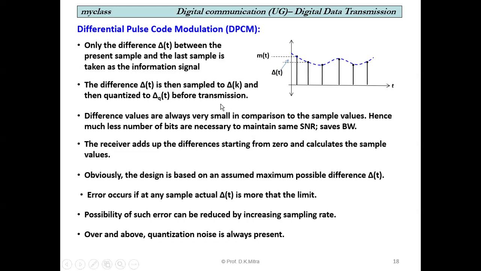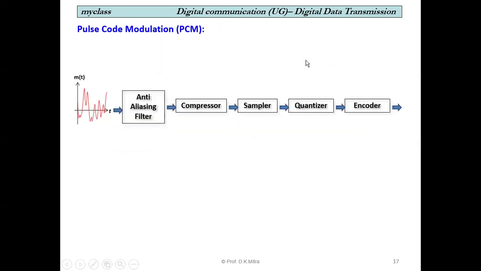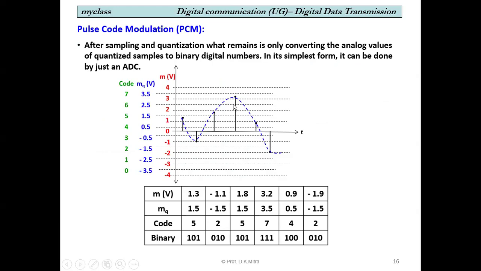Now, these difference values are always very small in comparison to the sample values themselves. Hence, a much smaller number of bits is necessary to maintain the same signal to noise ratio. If you want to maintain the same signal to noise ratio as pulse code modulation, then here, since the magnitude of del T is always very small, let's go to the earlier picture. Here, the signal range is so high.